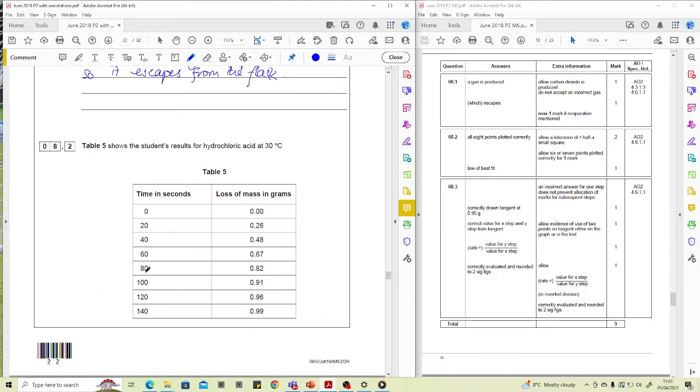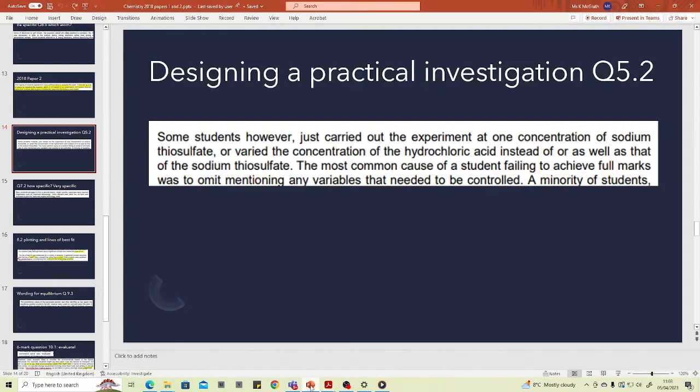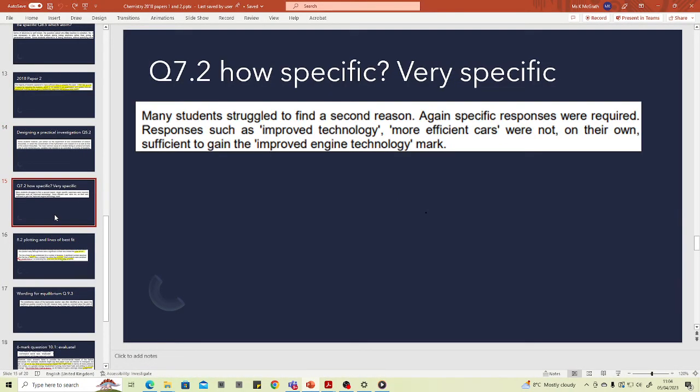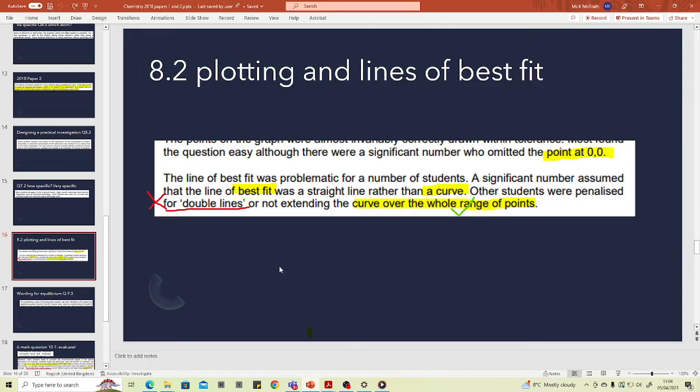Okay, so we've got a plotting bit to do. Now I've done that for you, so just to remind you that it is a line of best fit which is curved. So the main problems with this line of best fit, some people didn't plot 0, 0, so make sure you plot 0, 0. The line of best fit was problematic. Some people assumed it was a straight line rather than a curve, so lines of best fit can be curved. Other students were penalised for double lines, or you sort of give it a bit of shading and not extending the curve over the whole range of points.